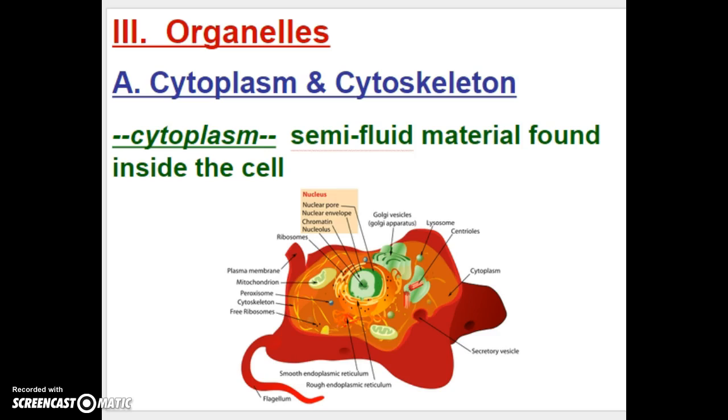If the cell itself is like a little factory, you can consider the cytoplasm to be like the air in the factory. It's everywhere. Cytoplasm in the cell isn't exactly fluid, but it's not exactly solid either. So we do kind of term it as semi-fluid.